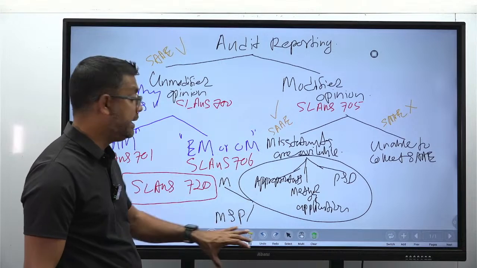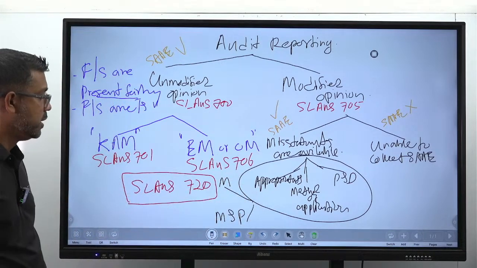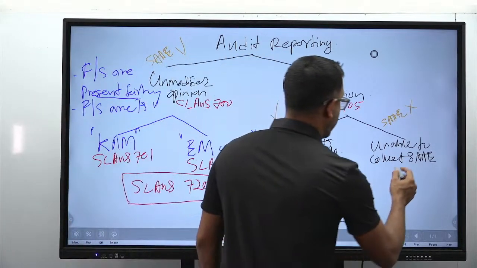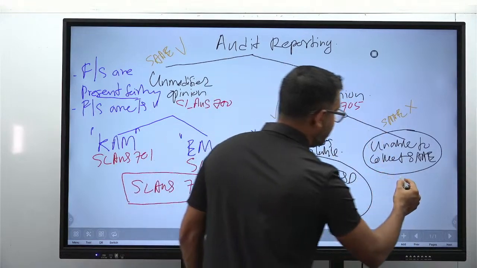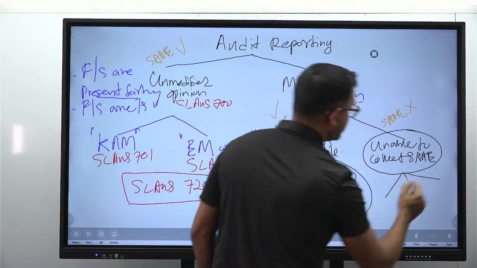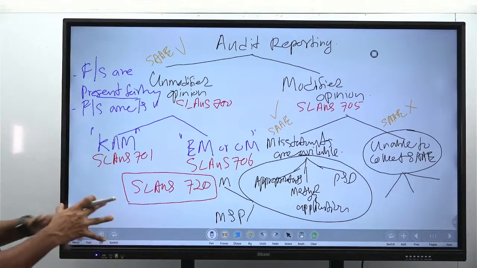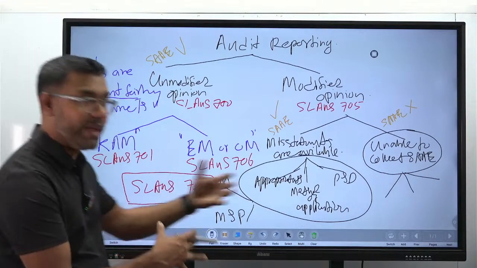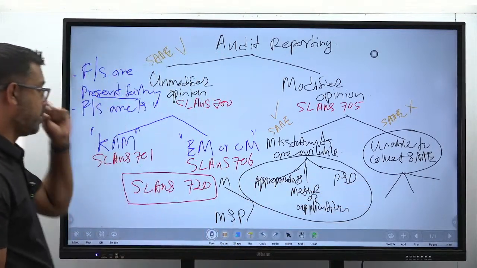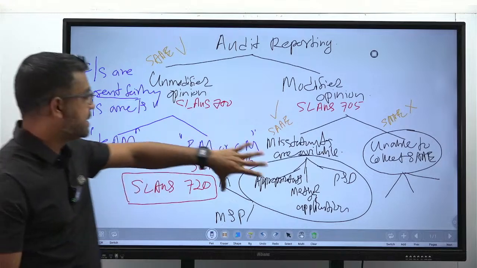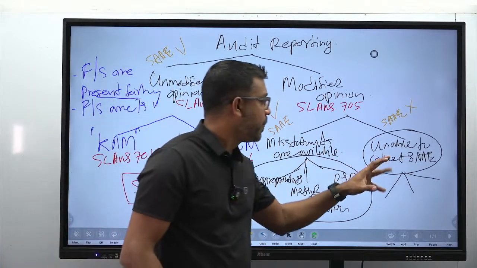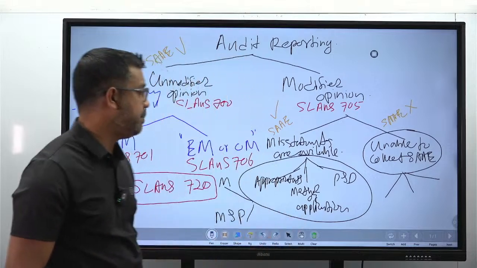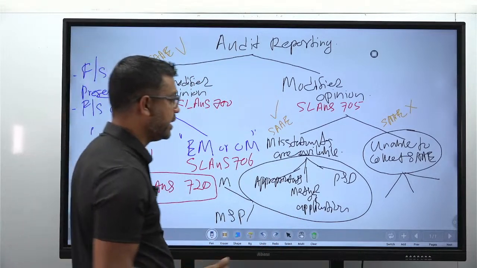Material and pervasive. When it comes to inability to collect sufficient appropriate audit evidence, that is also mainly due to three reasons. I don't have space, so I'm trying to summarize with the available space, right? I believe you can follow me properly, right? Misstatements will be there because of these three reasons. Similar to that, you might not be able to collect sufficient appropriate audit evidence because of three reasons.